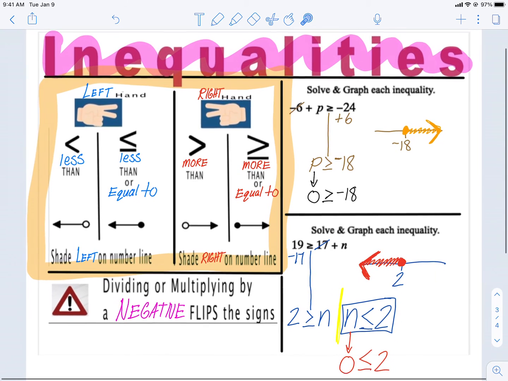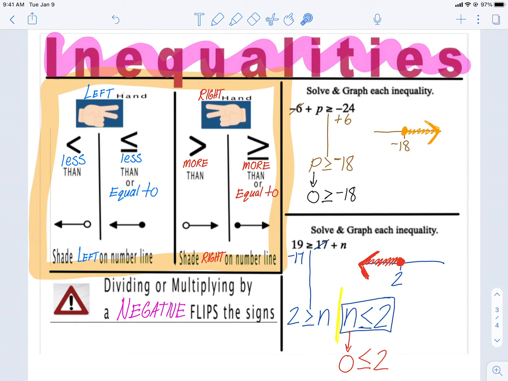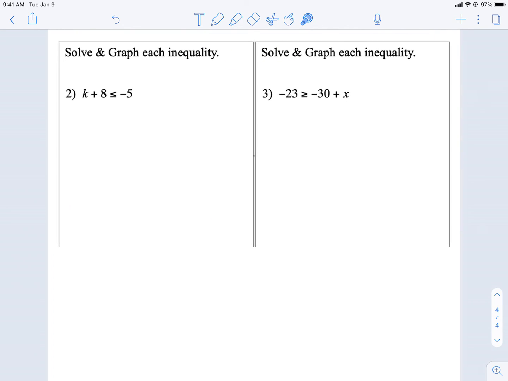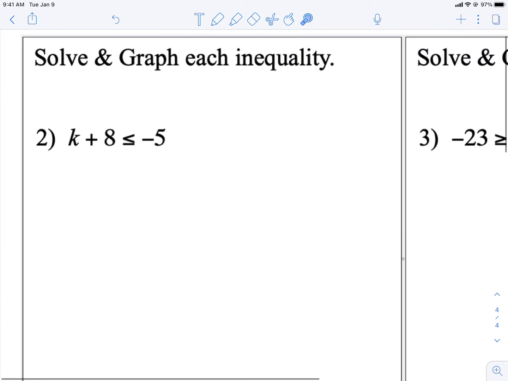There you go. That's our inequalities lesson. If it seems tough right now, it's okay. We're going to practice. As a matter of fact, let's do a couple of examples. Let's do 2 examples right here. Okay?